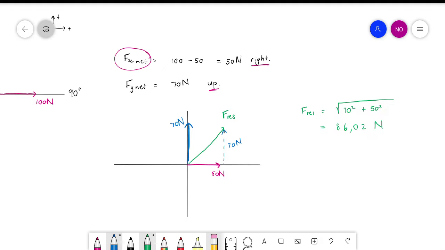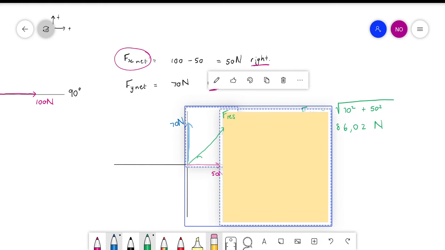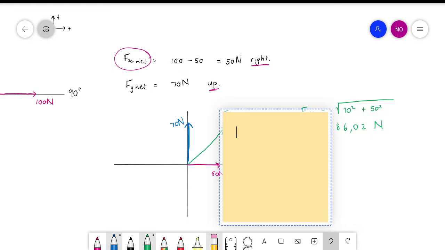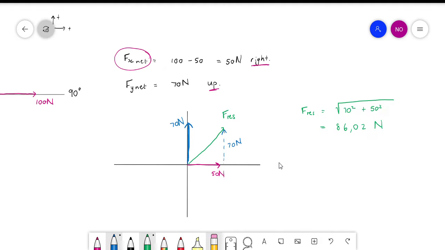Okay. Nou soek ek hierdie grootte. Ek soek daai grootte. Maar hoe? Tan. Okay. Bly by tan. Don't make it too complicated for yourself. Stick to tan.